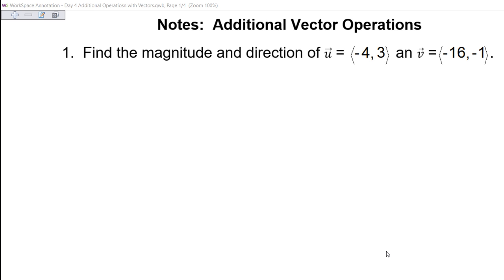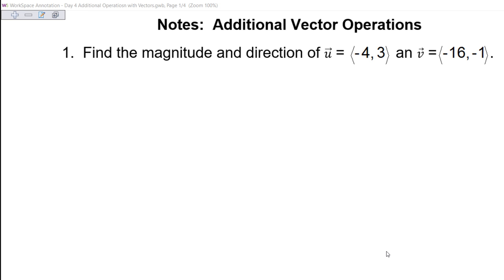A continuation of the lesson from yesterday, which was vector operations. So today is just additional vector operations. Problem number 1 asks us to find the magnitude and direction of vector u in component form, -4, 3, and vector v also in component form, -16, -1.